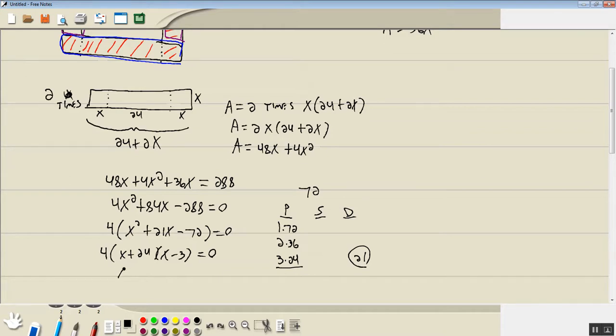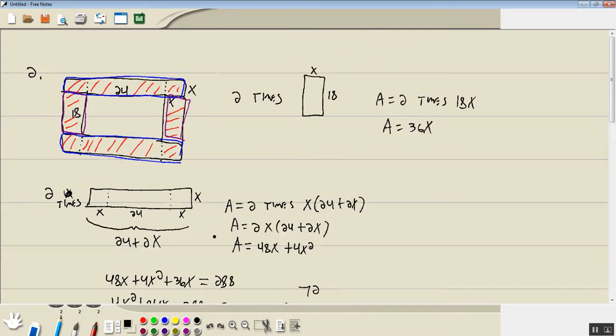Now, I don't need to worry about 4, but I'll set the x plus 24 equal to 0 and the x minus 3 equal to 0. Now here, if I take 24 over, it becomes a negative 24, and here if I take the 3 over, it becomes a positive 3. You can't have negative distance, so the only one that makes sense is this one right here.